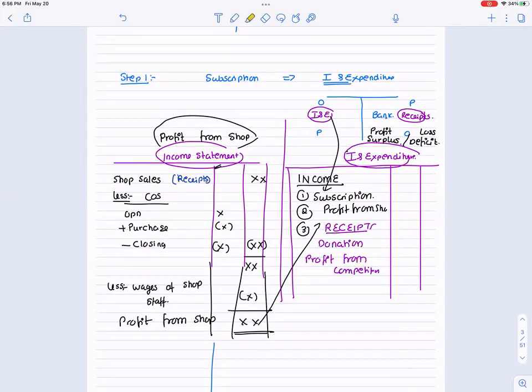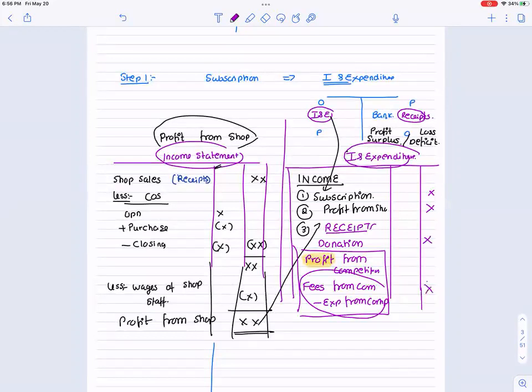Why am I using this word profit? Because you will say fees from competition minus expense from competition. Once you do the sum, this part will get clear. So you will have all your income over here, 1, 2. Donations you'll get directly. This part you will get indirectly.